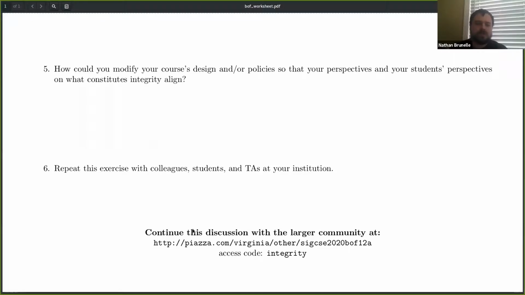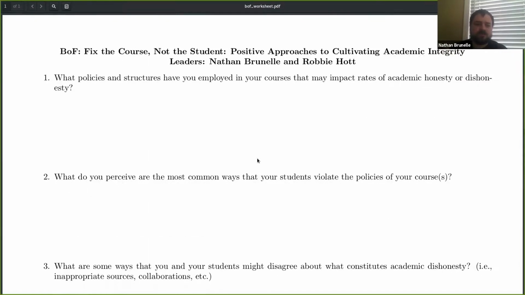Yeah, so what we did is we created a worksheet where the idea behind this worksheet was for you to reflect on your classes and your students, and see if you could come up with novel ways that you might be able to alter little things about your course in order to maybe reduce some of the temptation students might have to cheat.